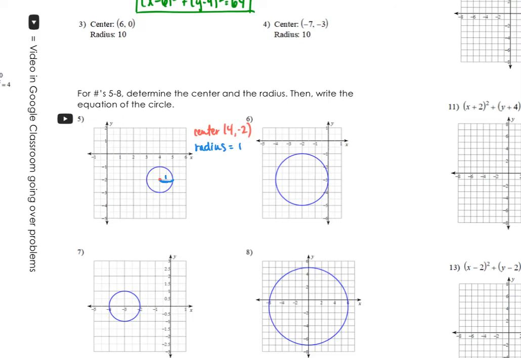So using that information, I have h, I have k, and I have r. We're just going to plug it into the same equation. So the equation of my circle is going to be x minus 4 squared plus y minus negative 2 squared equals 1 squared. To simplify here, we just need to simplify double negatives and then r squared. So this is just x minus 4 squared. Y minus negative 2 becomes y plus 2 squared, and 1 squared is just 1.